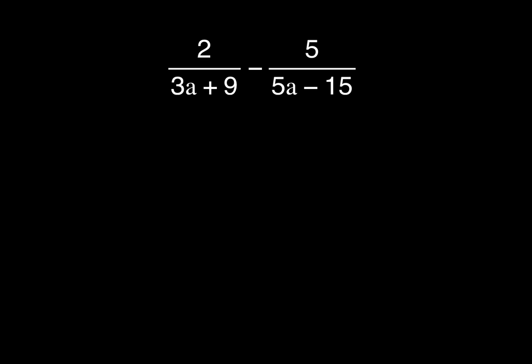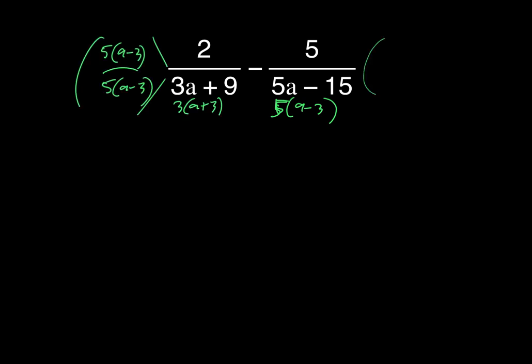Same idea, but this one would be subtracting. The key item is then making sure that this negative gets distributed in. This is 3a plus 3. This is 5a minus 3. Same idea, right? This gets multiplied by 5a minus 3. This is multiplied by 3a plus 3.